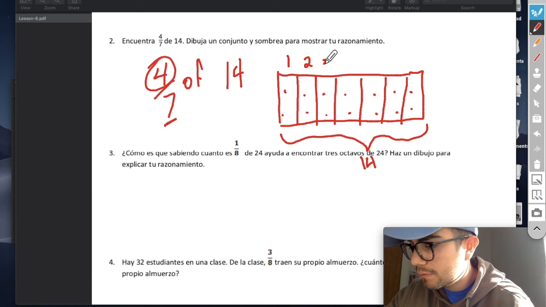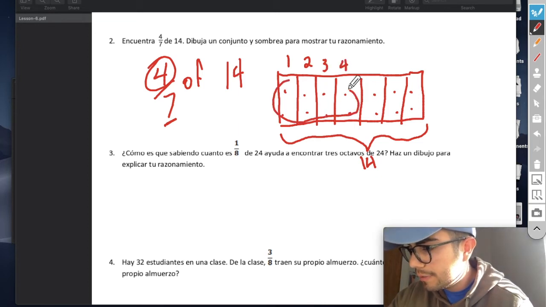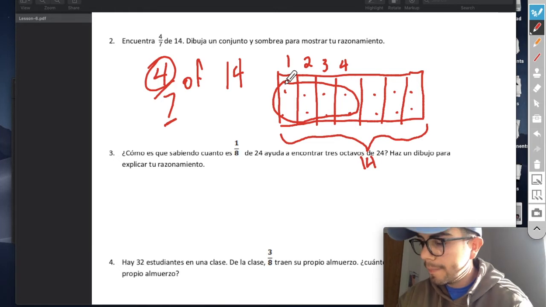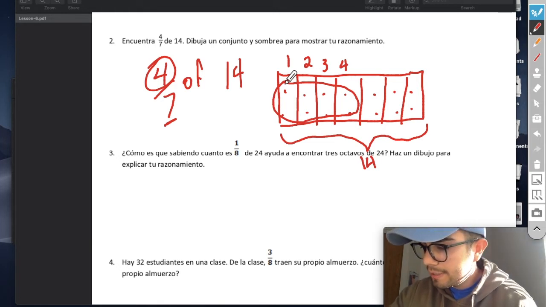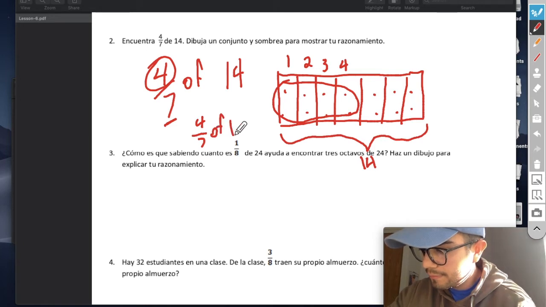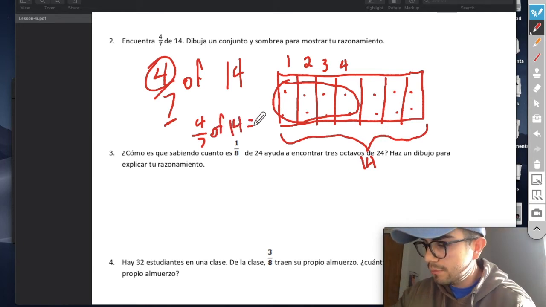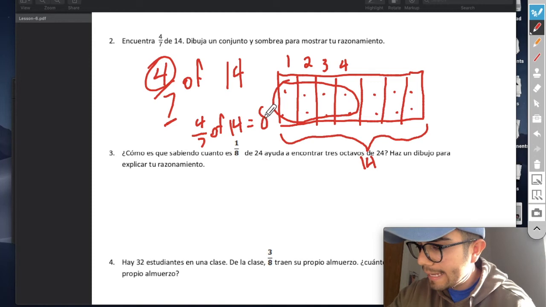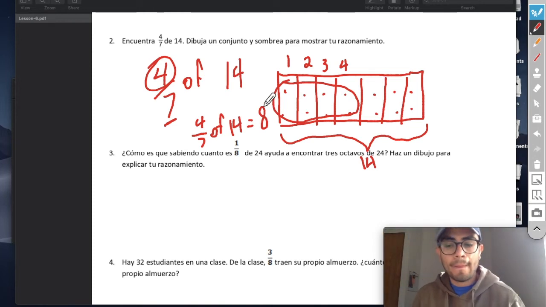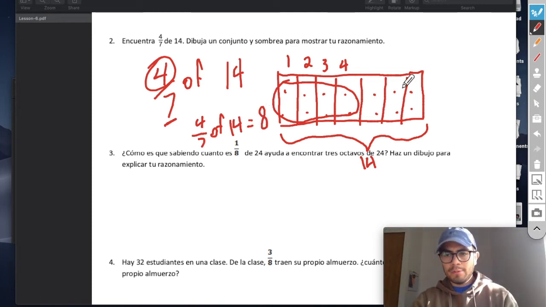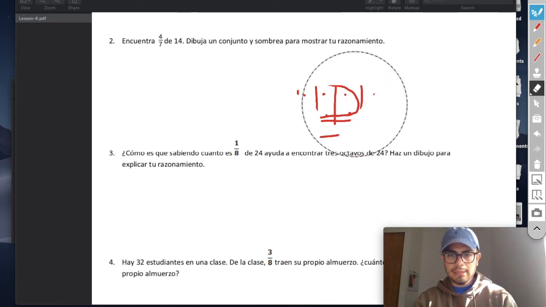And I want to know how much is 4 of those rows. 1, 2, 3, and 4 is worth how many total here? And you can probably count those, and it is going to be 4/7 of 14 is equal to 8 holes. Okay, I hope that helps for that problem and makes it a little bit clearer.